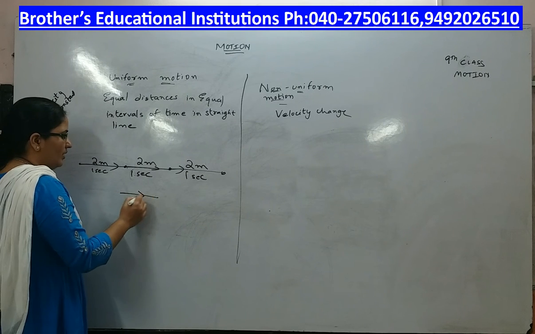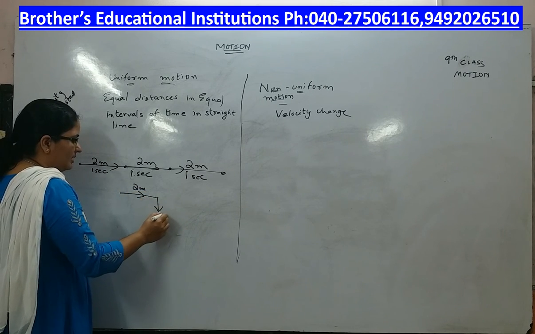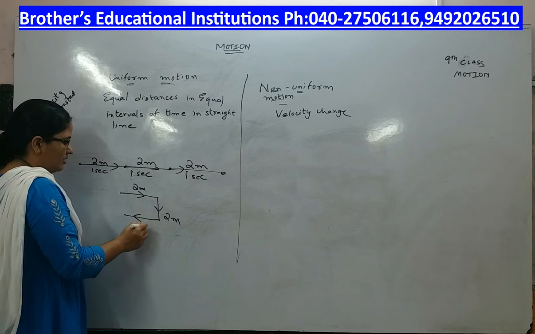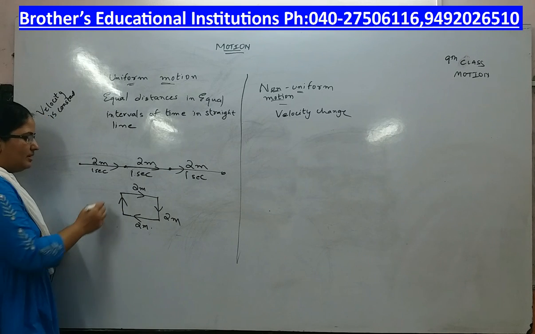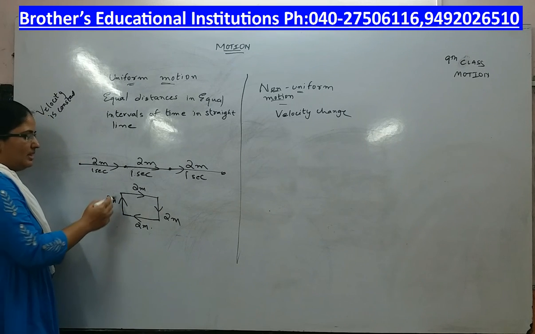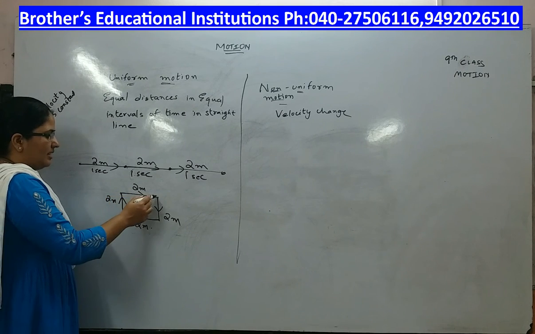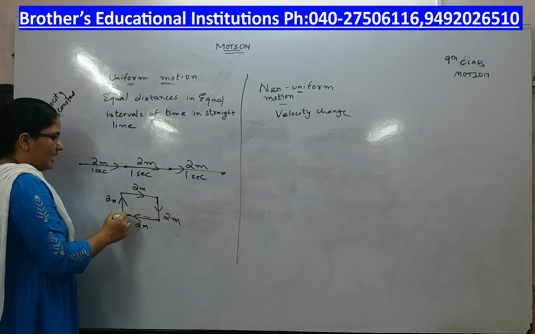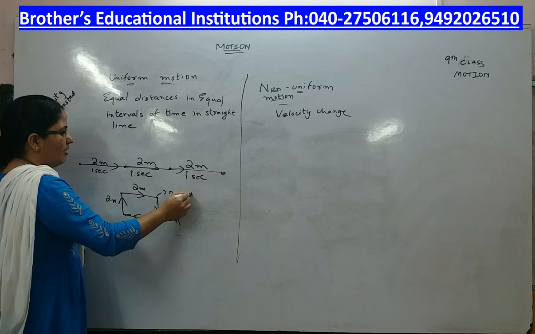Let us take this example. Let us say a body is moving like this. 2 meters in this direction, 2 meters downward, 2 meters towards this side, 2 meters upward. Here the body is traveling the same distance, but it is not moving in a straight line. For every second the direction is changing. So this is treated as non-uniform motion.